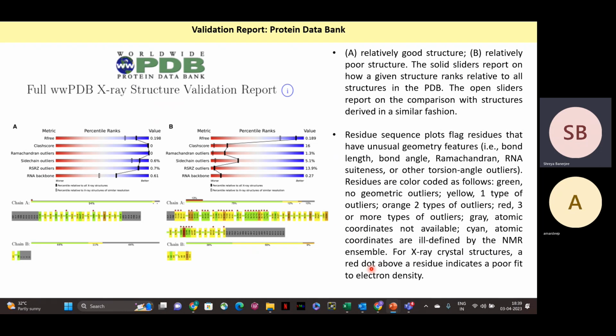For X-ray crystal structures, a red dot indicates a poor fit to electron density. So if there is a red dot above the structure, that means the structure that you have predicted is not fitting to the experimental electron density. So in this good structure, there are very few red dots. That means the predicted structure is good. But in this bad structure, there are so many red dots. That means the predicted structure is not very good and it can be improved much more. So this validation report is very important to check the validity of a structure deposited in the Protein Data Bank.